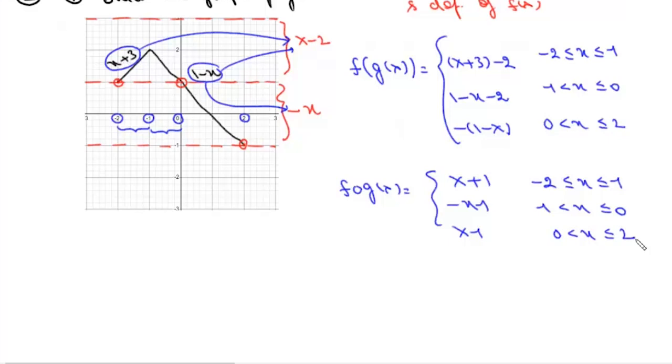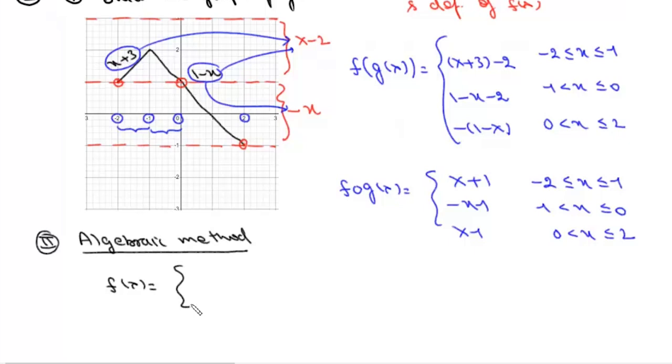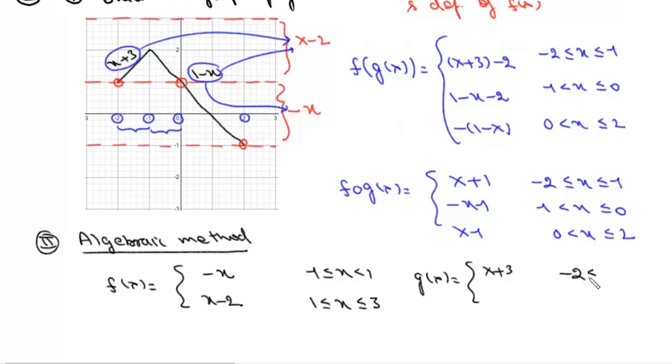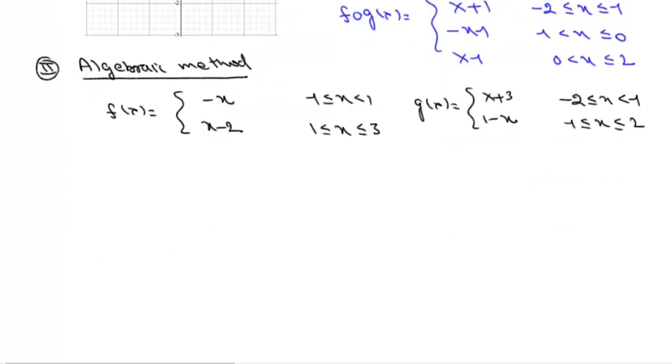So this is our graphical method. Now we'll come to the algebraic method. Before the algebraic method, we'll write f(x) and g(x) again. Now, f(x) is minus x when x lies between minus 1 and 1, and it is x minus 2 when x lies between 1 and 3, and g(x) is x plus 3 when x lies between minus 2 and minus 1, and it is 1 minus x when x lies between minus 1 and 2.